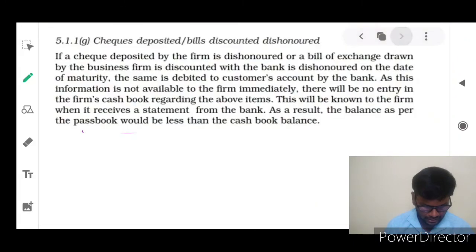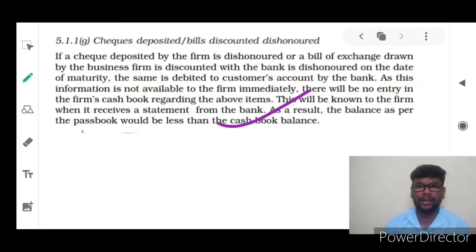Let's discuss in detail. If a cheque deposited in the bank is discounted, or a bill of exchange drawn by the business firm and discounted with the bank is discounted on the date of maturity, the same is debited to the firm's or customer's account by the bank. As this information is not available to the firm immediately, there will be no entry in the firm's cash book regarding the above items. This will be known to the firm when it receives the bank statement from the bank. As a result, the balance as per the passbook would be less than the cash book balance.